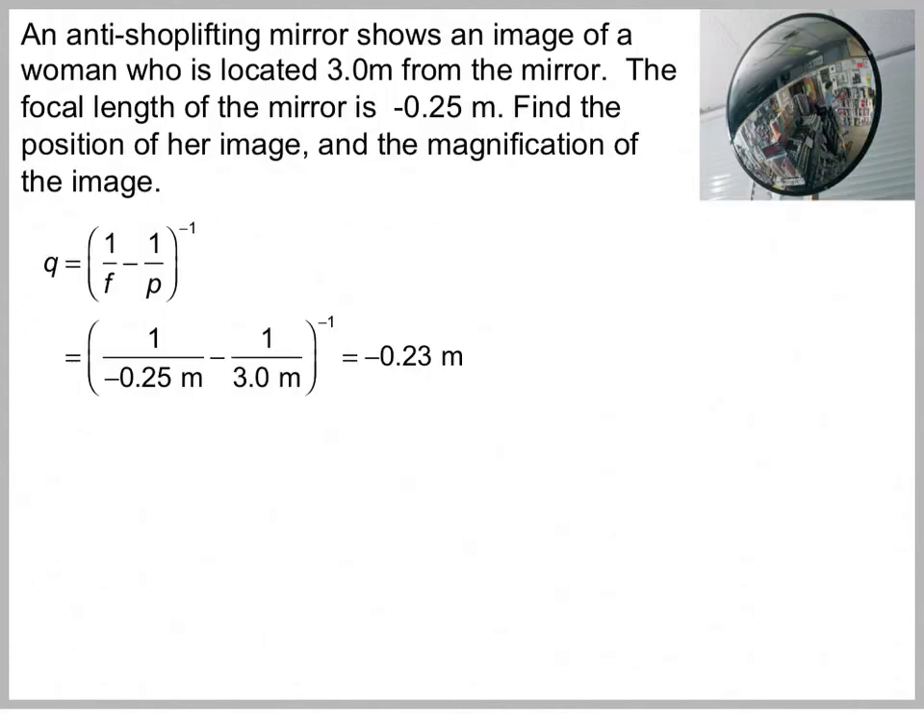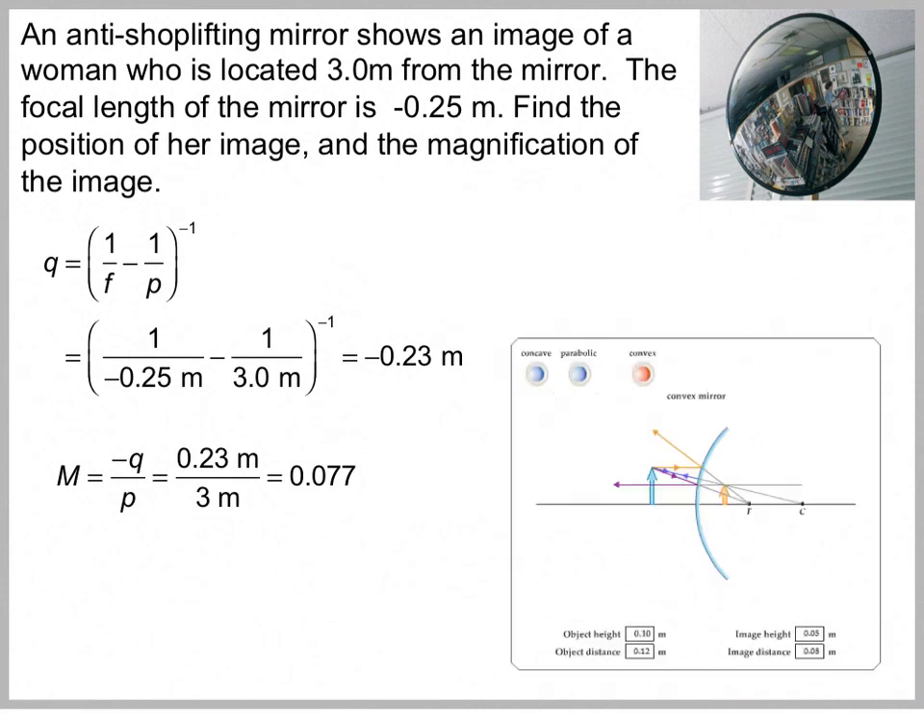So again, q is the inverse of (1/f - 1/p). So we plug that in. That's 1 over (1/-0.25 - 1/3), and it turns out q is -0.23 meters. The magnification then is -q/p. And so that turns out to be 0.077 or 0.08. So it's a virtual image because it's a convex mirror. It's going to be smaller and upright. The positive sign tells me it's upright.